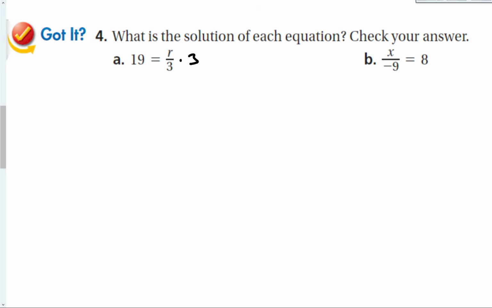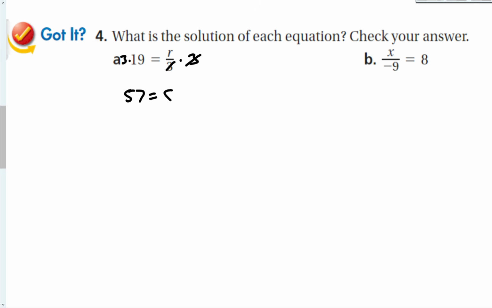Some of our guided problems here. Again, all I have to do is to multiply both sides by 3. And my answer becomes that 57 is equal to r. That's my equivalent expression. The 3's cancel each other out, and we're left with 57 is equal to r.